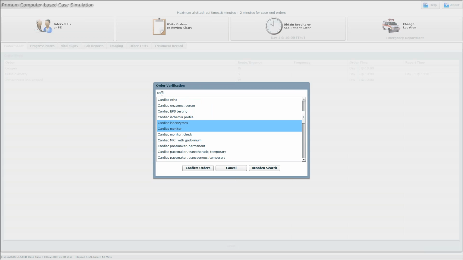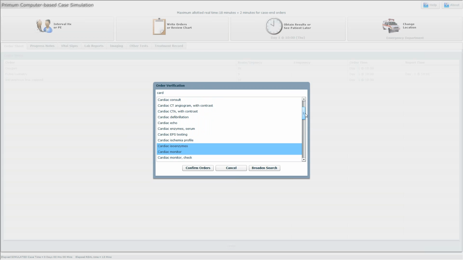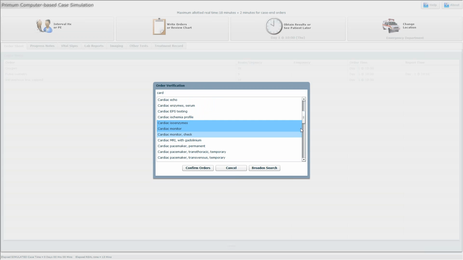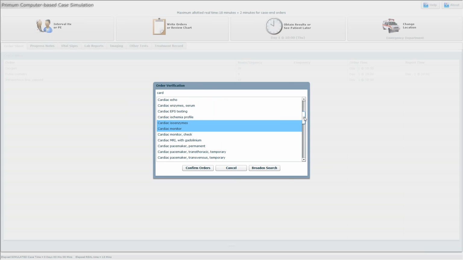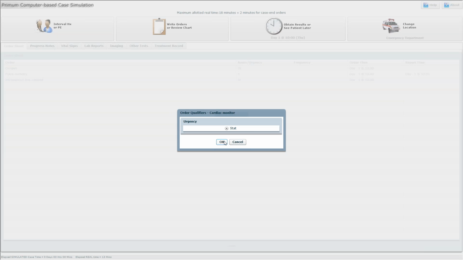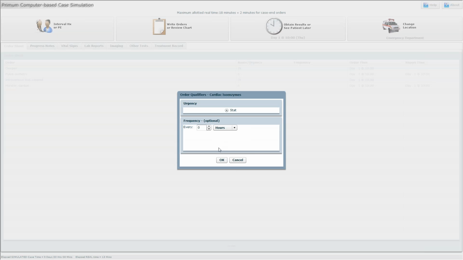But you can, just by putting card, I'm selecting more than 3 orders at once, and that helps me save time here, right? So I'm choosing cardiac monitor, cardiac isoenzymes. How do you know that these kind of things exist unless you practice on the Fred software? Does USMLE have all of this? No. So you got to practice, and then you know that they're all stat. There's no routine orders there. There is no report time orders there. There are no routine orders there. So they're all stat because it's ER.